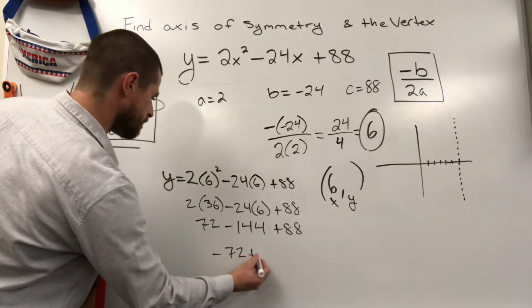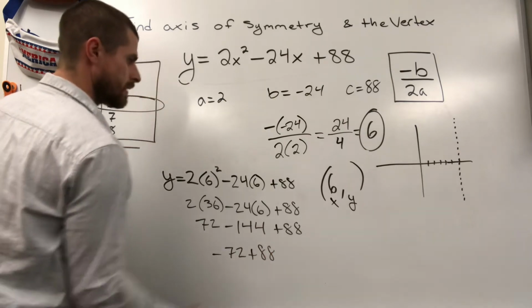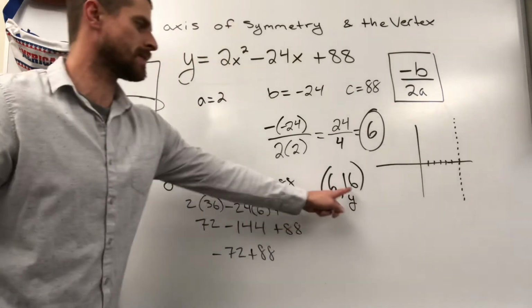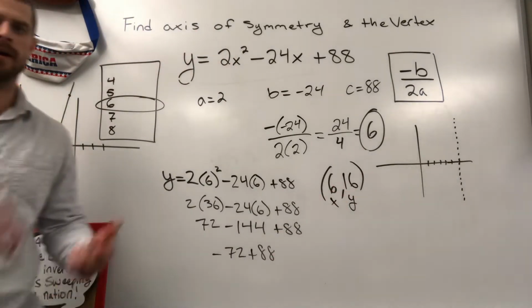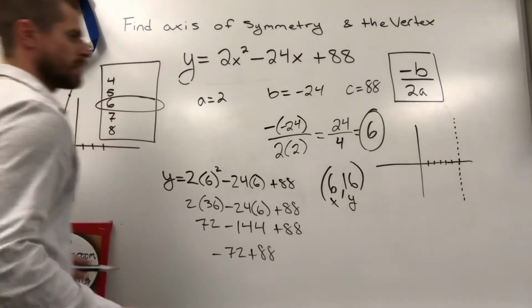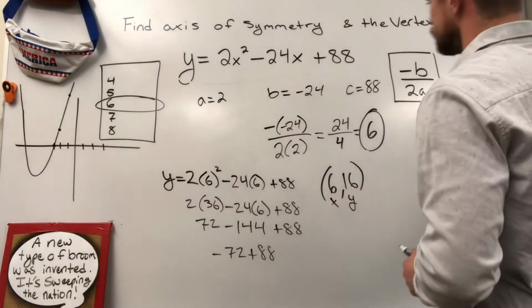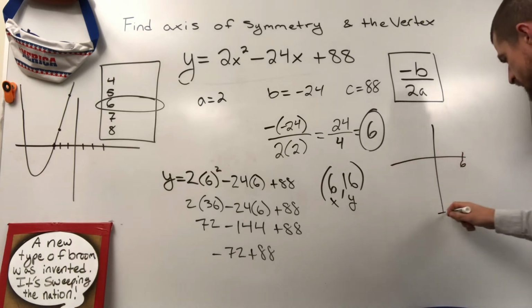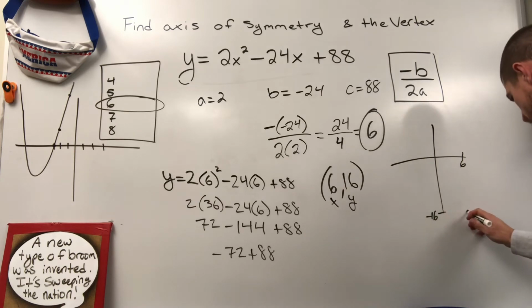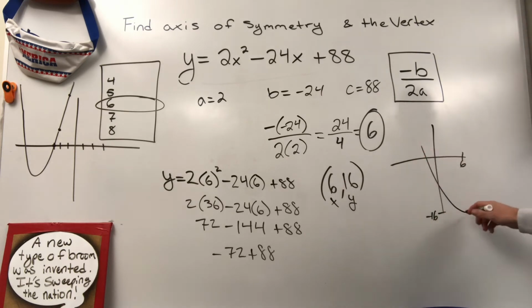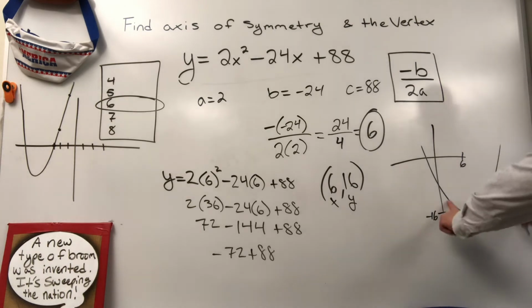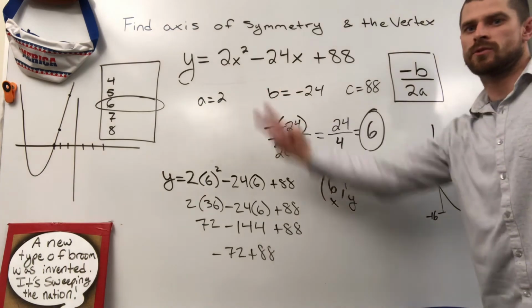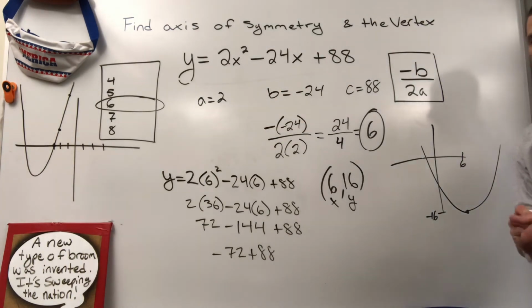Add 88. And I'm left with 16. So 6, 16 will be the vertex of this parabola. So break it all down. I could then go to a graph, go 6 over, 16 down, put a dot right there, and I know the parabola is going to go off of that. If I want exact points, I just need to plug those numbers in and those numbers in to the original quadratic.